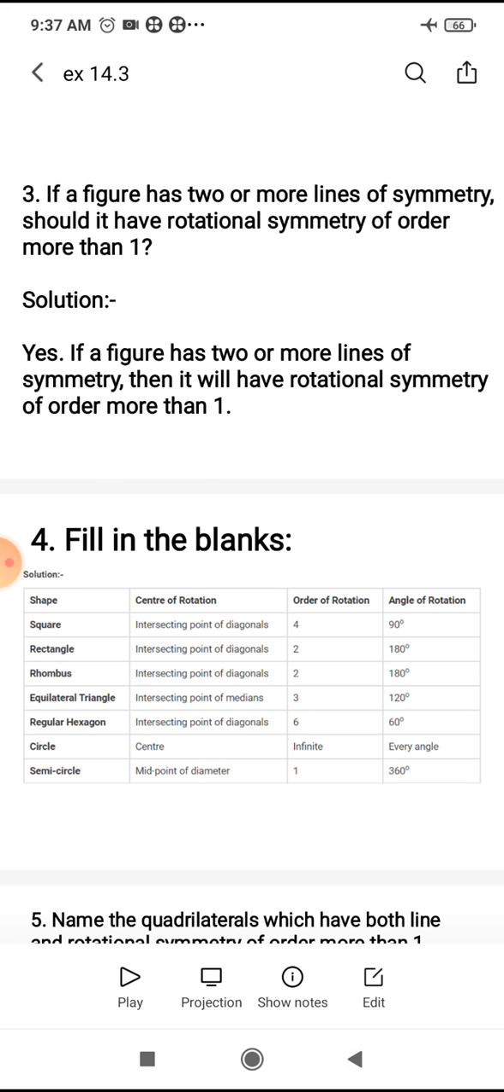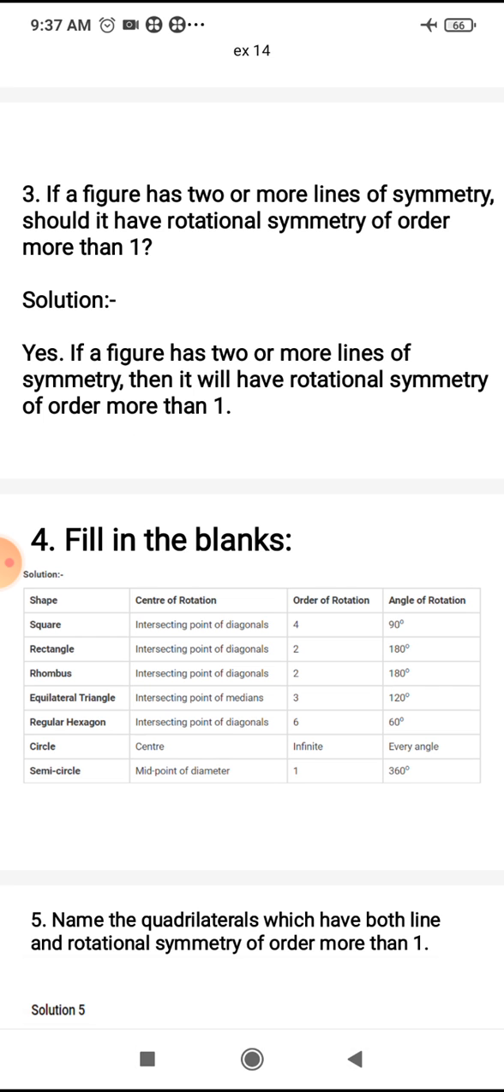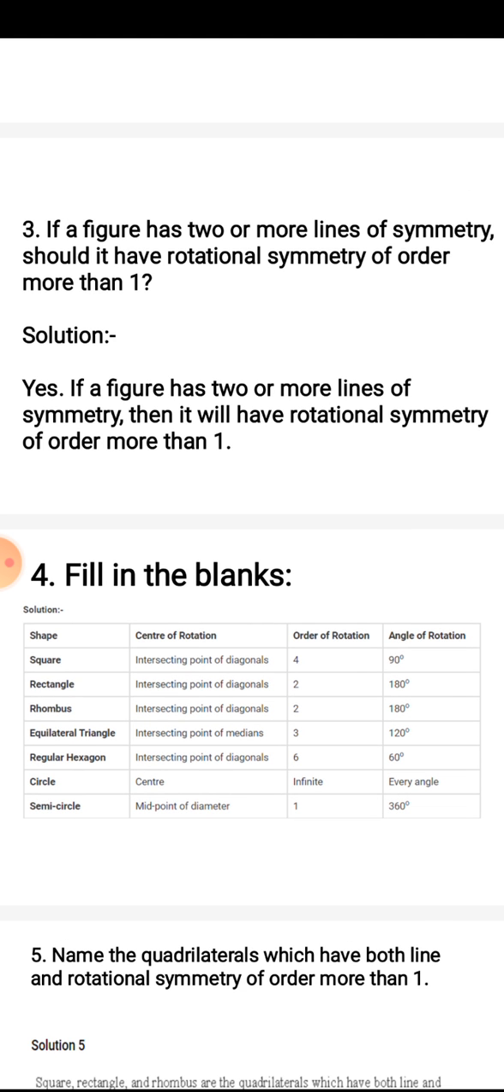Center of rotation. How many lines of symmetry for a rhombus? It has 2 lines of symmetry. Therefore, the center of rotation is the intersecting point of the diagonals. Then the order of rotational symmetry is 2. Angle of rotation is 180 degrees. Angle of rotation is how much, dear? 180 degrees.